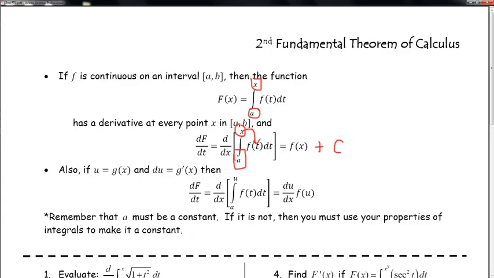Because when I take the derivative of any c, it's equal to 0. So let's suppose that instead of having just an x, let's say I have an x squared, so let's say u is equal to x squared. When I plug it in, I have to plug in the x squared, but I need to multiply by the derivative of x squared, 2x. Just as a reminder, again, a has to be a constant. If it's not, then we have to use the properties of integrals to make it a constant.